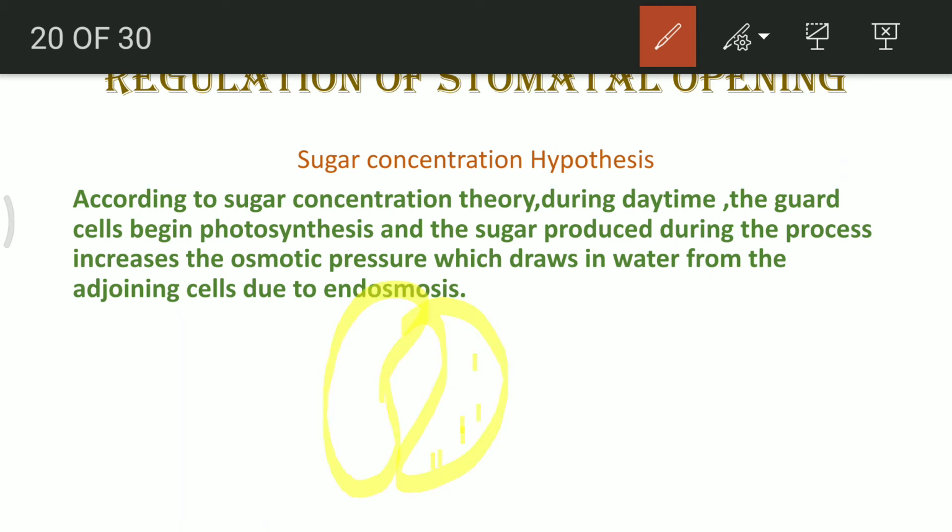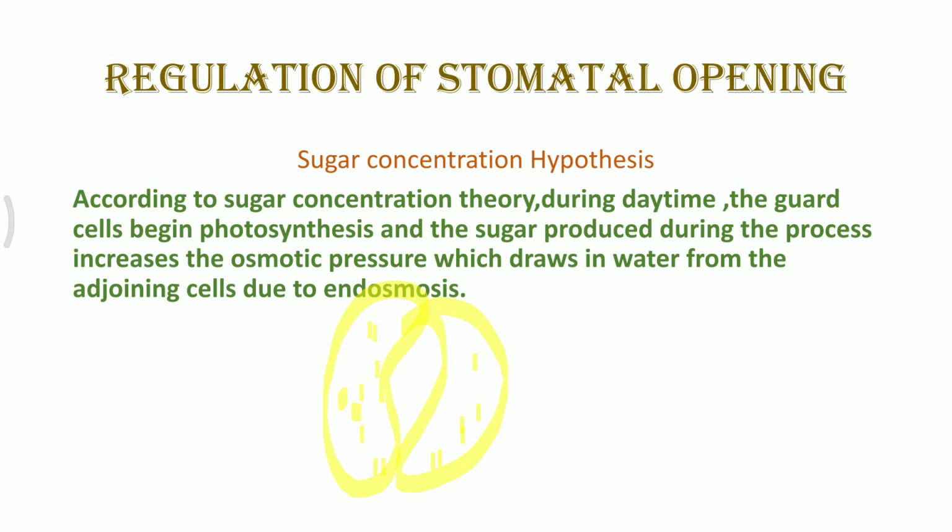Because of the formation of sugar, the concentration of sugar tends to increase inside the guard cells. Suppose at first there were no sugar molecules in the guard cells, but after 5 minutes there are 15 molecules of sugar. Now the concentration is hypertonic in the guard cells. So because of the hypertonic solution in the guard cells, the guard cell will be capable of withdrawing water from the nearby epidermal cells, and due to endosmosis, the opening of the stomatal pore will take place.